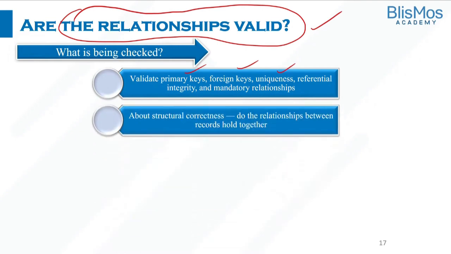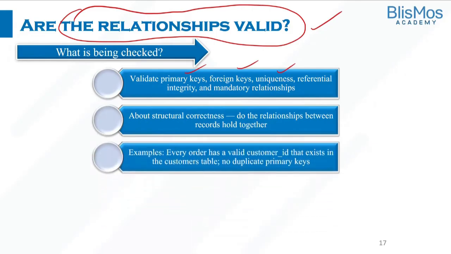For example, every order should have a valid customer ID. There should not be any duplicate primary keys. A child record should not point to a parent record that is not there in the database. So this is about the structural correctness.